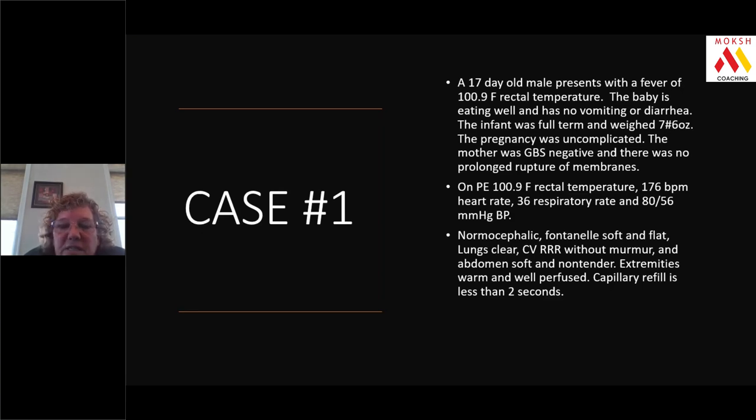So you've got a 17-day-old male, and this will be on your exam. What's a fever in a child under 4 weeks of age? Does anybody want to tell me what is the definition of fever in a kid under 30 days of age? Or actually, it's any age.